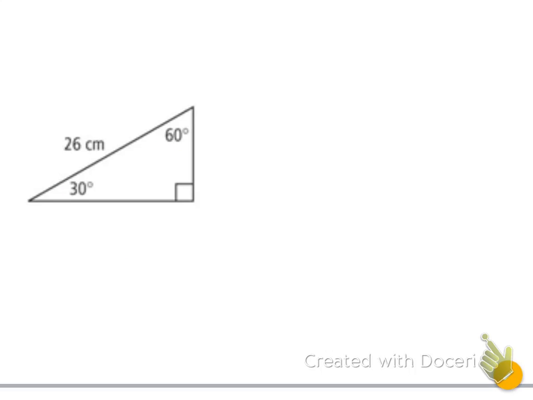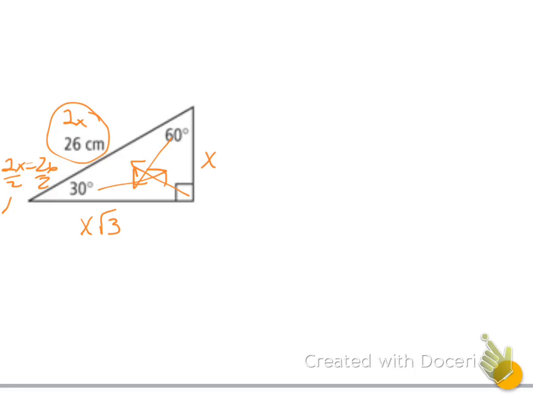Okay, another 30, 60, 90. Across from my right angle is 2x, across from 60 is x square root 3, and across from 30 is x. So I can set these equations equal to each other. I get 2x equals 26, divide by 2, so x equals 13. Now I just plug that in. This side represents x, and this side represents 13 square root 3, because you take out the x and just put that 13 in.